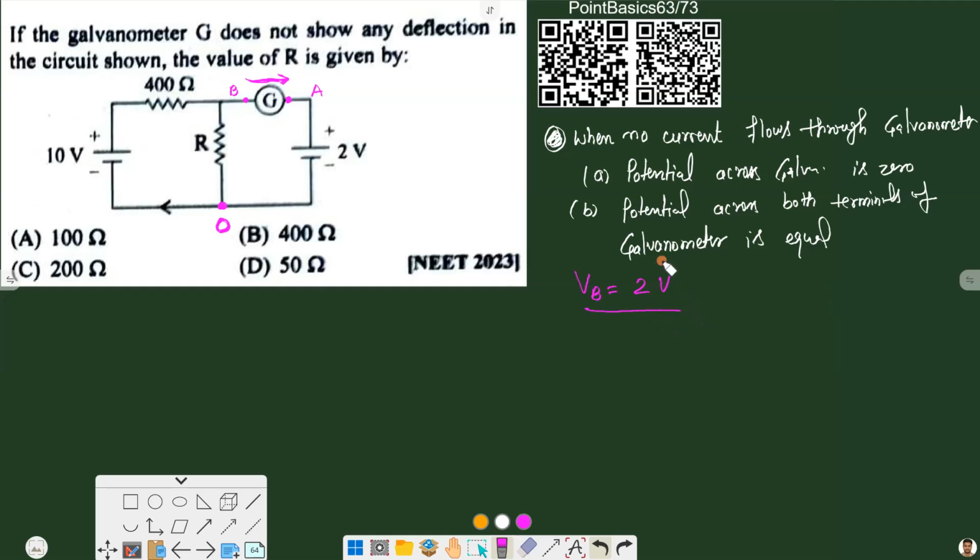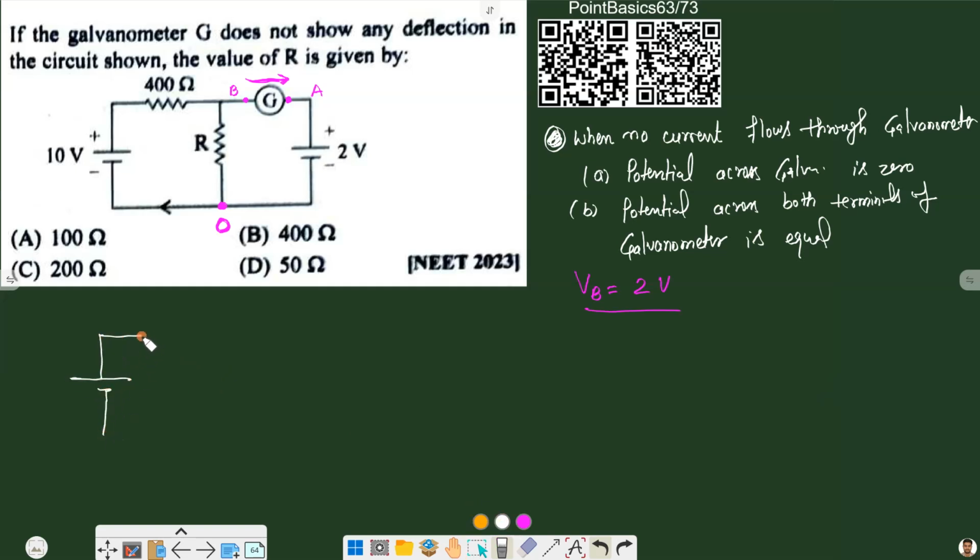And as no current is flowing, we can remove the galvanometer from the circuit. So our final circuit will look something like this: we have a 10-volt battery here, a 400 ohm resistance, and we have R here, and this circuit is closed. This whole part is removed from the circuit. Why? Because here the galvanometer is not working.